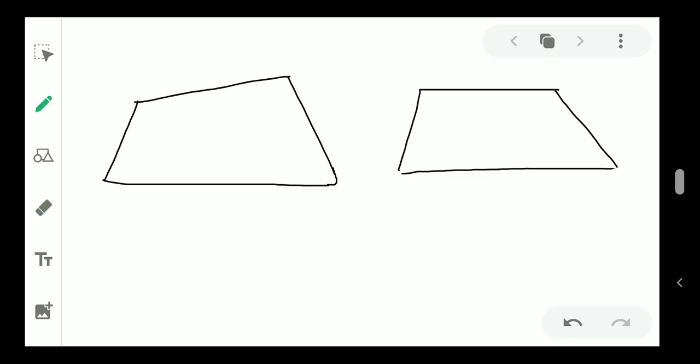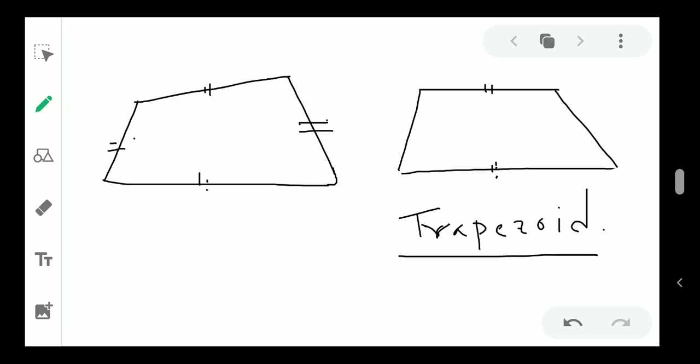So you can see here, this one is parallel to this one, whereas this one is not parallel to this one, even this one is not parallel to this one. So that's why trapezoid is different than trapezium. Okay, now this was a vital difference between trapezium and trapezoid.